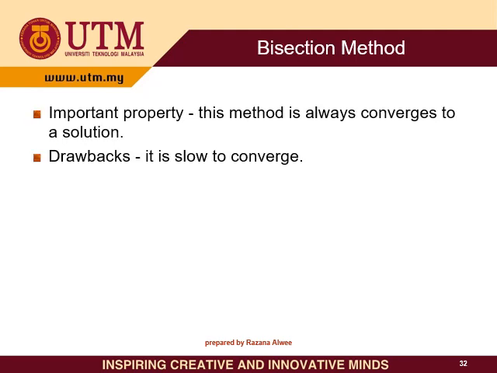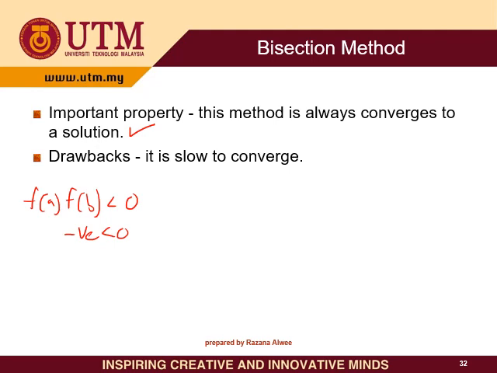For the bisection method, this method always converges to a solution, right? Because we already determined previously at the start that f(a) times f(b) must be less than 0. So we must determine this to be negative, then we can only use this bisection method. So it will always converge to a solution. There must be a solution.